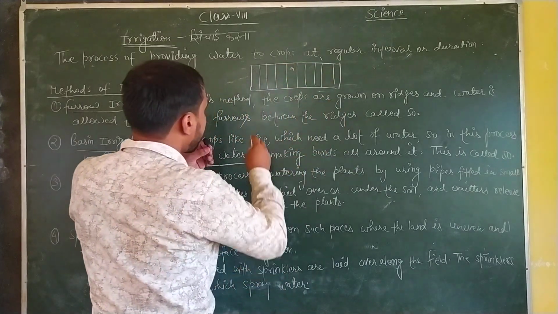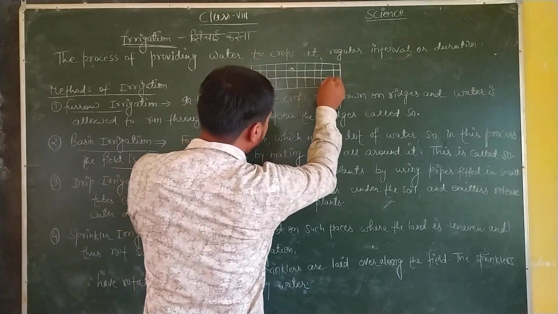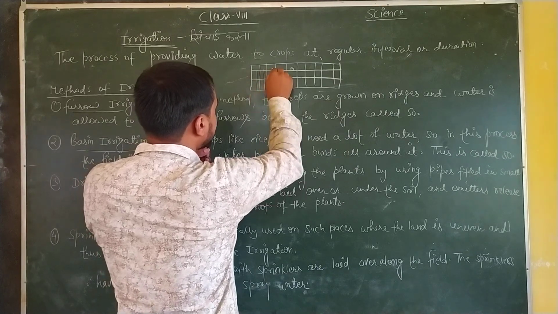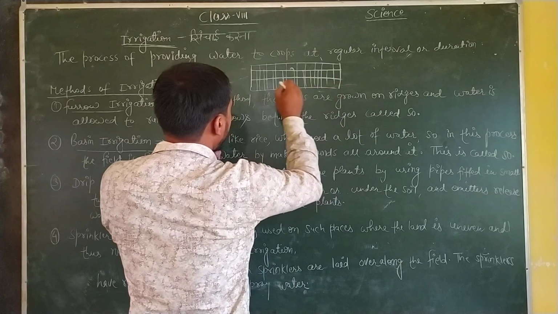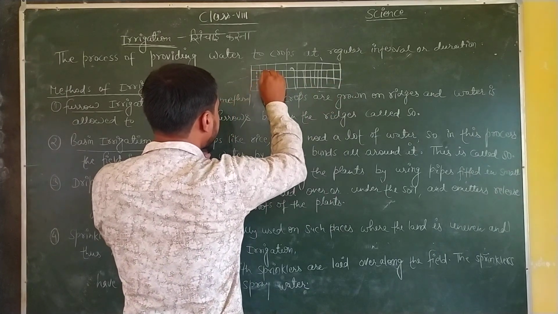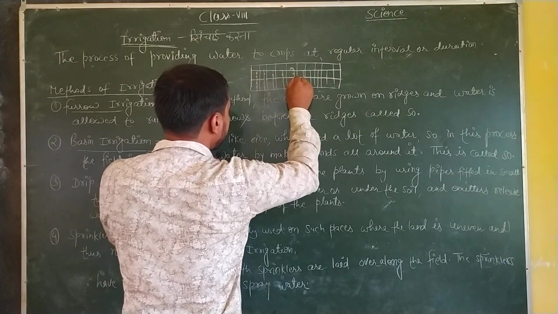So what we do, we just supply a pipe, a main pipe, and the main pipe is connected with the subordinate pipes. These subordinate pipes have a lot of holes in them, and all these holes are connected with the roots of the plants where the plants are grown.